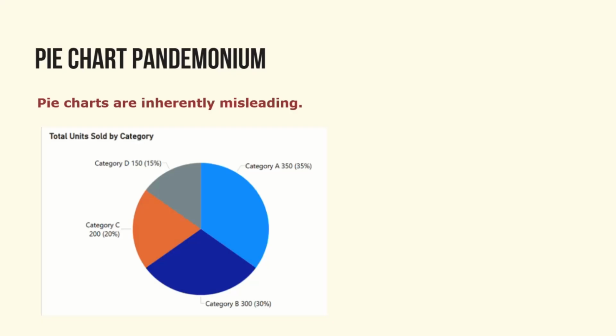And why is that? It's because our visual perception is not very good at comparing areas. It's particularly worse when we're talking about circular shapes, which is the case of the pie chart. That means that even small gaps between two slices may look considerably bigger than they are. On this very innocent pie chart, we have category A with 35% and category B with 30%. There is only a 5% difference, and yet category A looks much larger than category B.